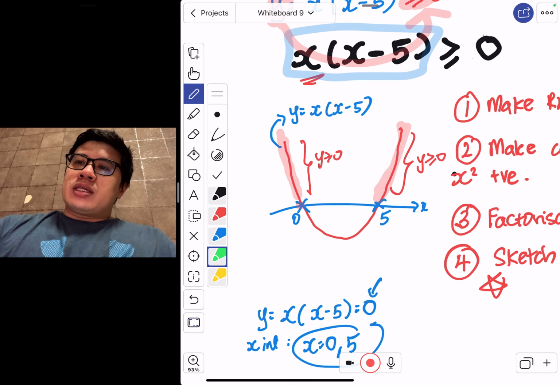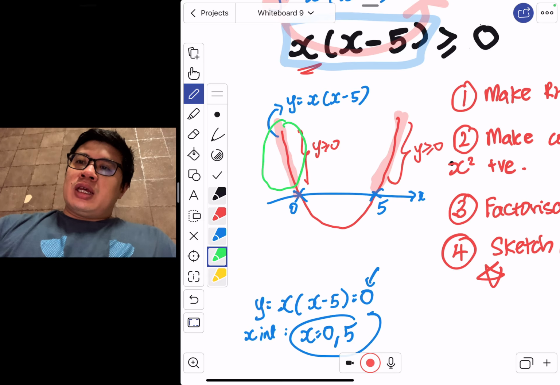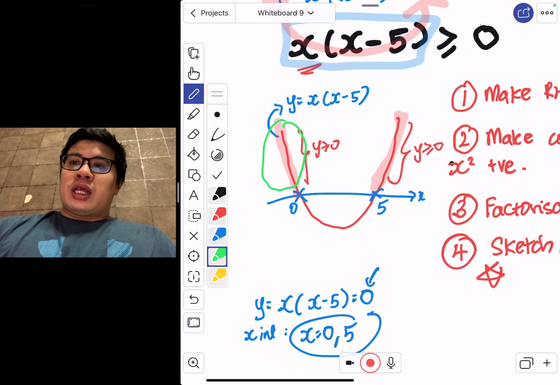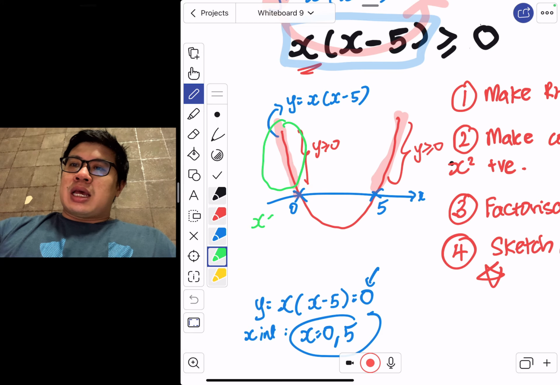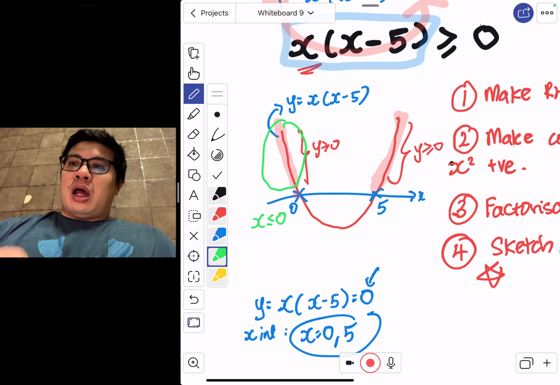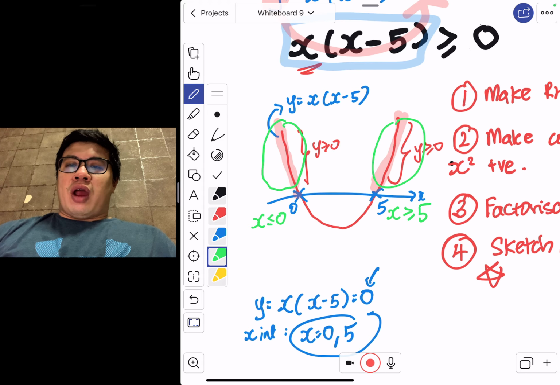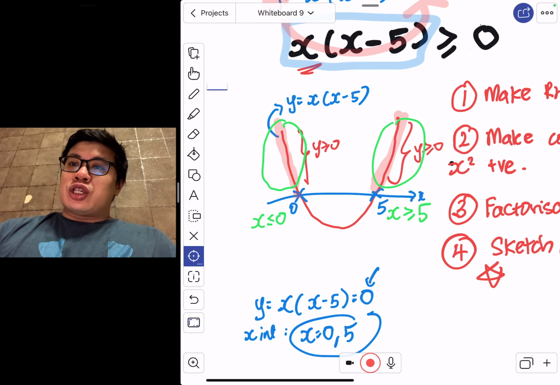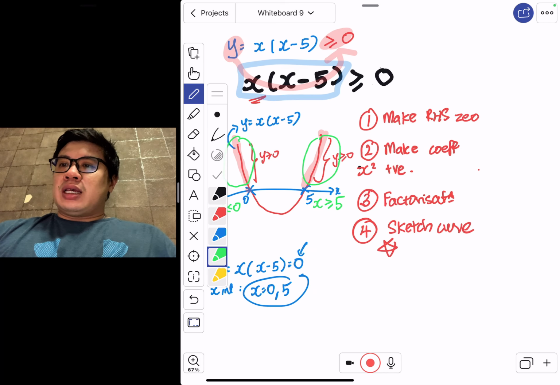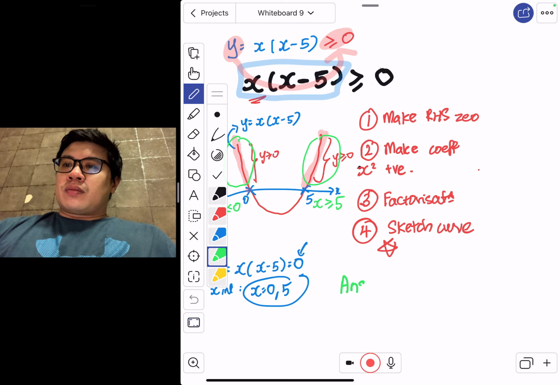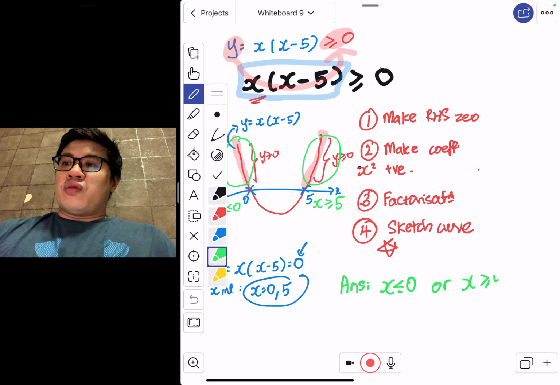So you can see that all the x values here that will give you y greater than or equal to 0 are x less than or equal to 0. And on the right side, all the x values that give you y more than or equal to 0 are x more than or equal to 5. So the ones in green are the ones that you produce as your answer. Okay, so the final answer is x ≤ 0 or x ≥ 5.